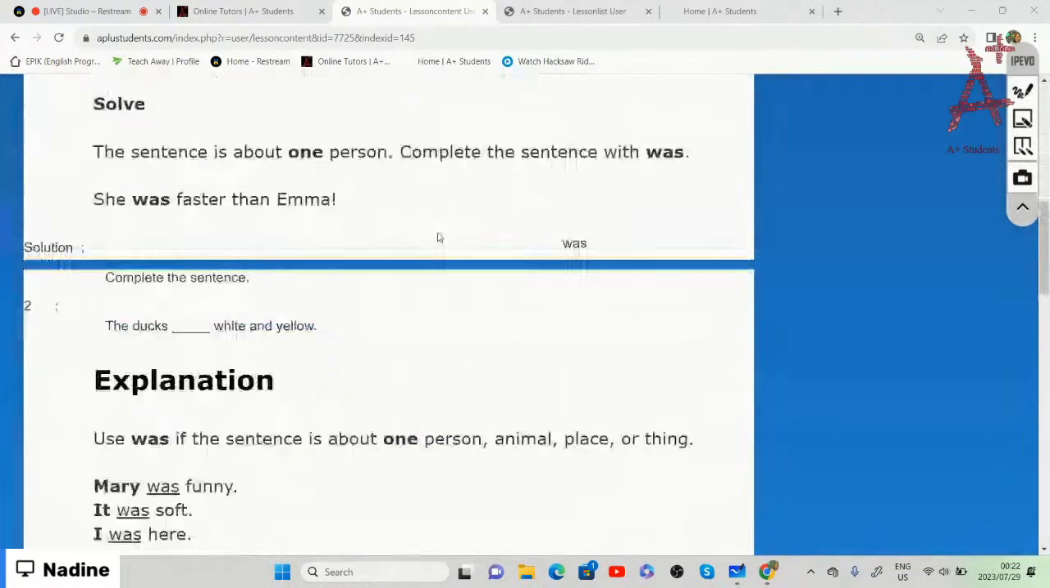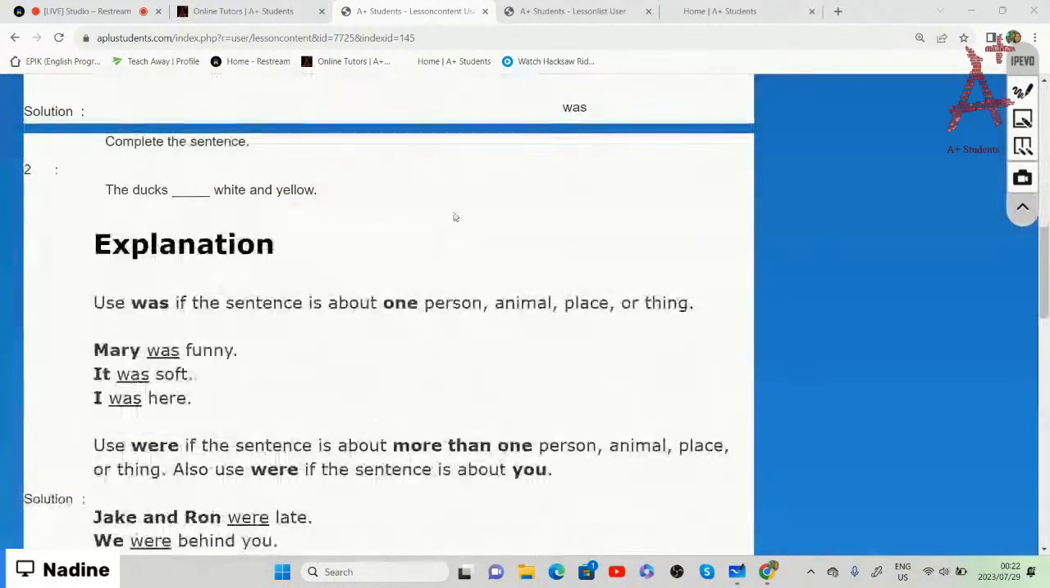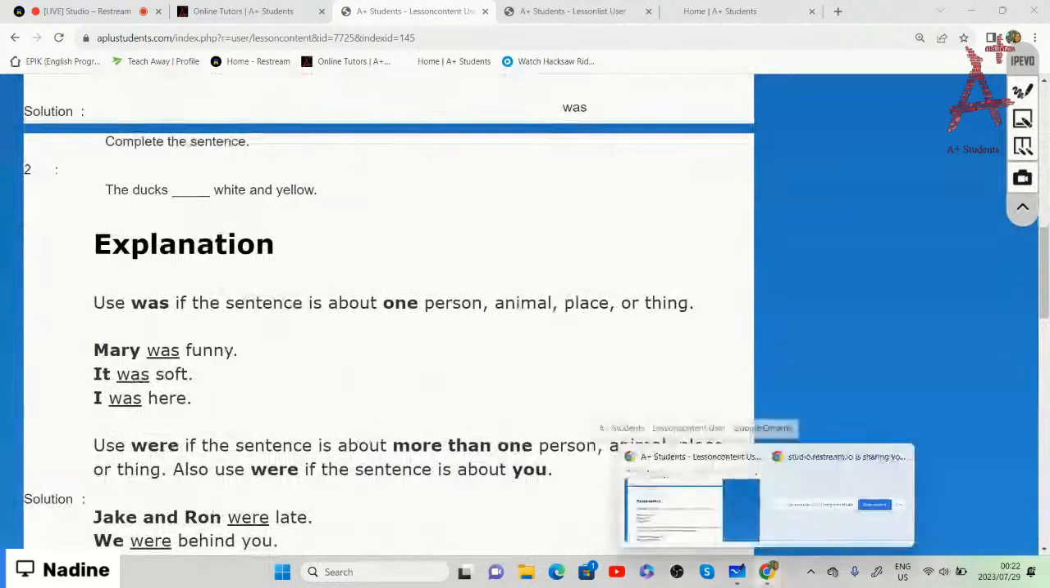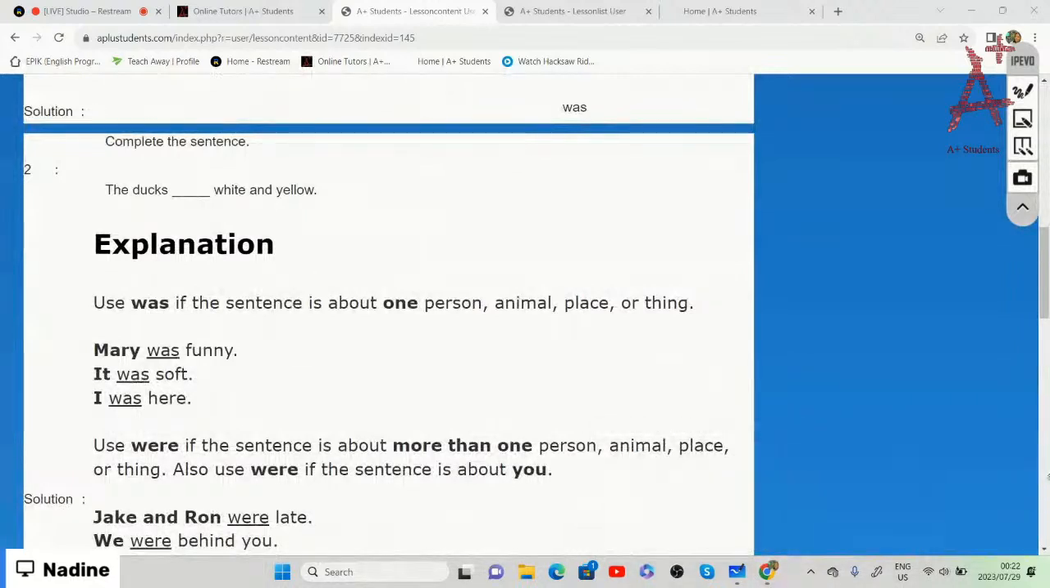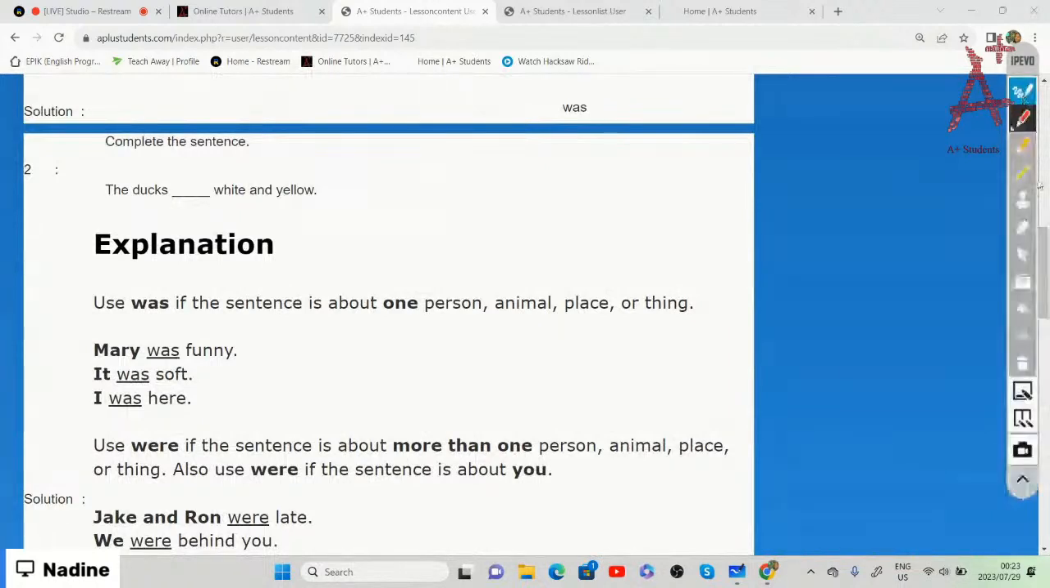All right. The ducks. We're already referring to more than one, right? So the ducks, they were, we're going to say were. So we're going to say the ducks were white and yellow because we're referring to more than one animal. So were.